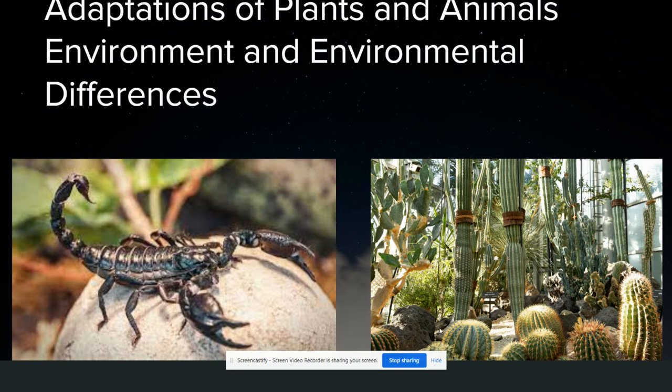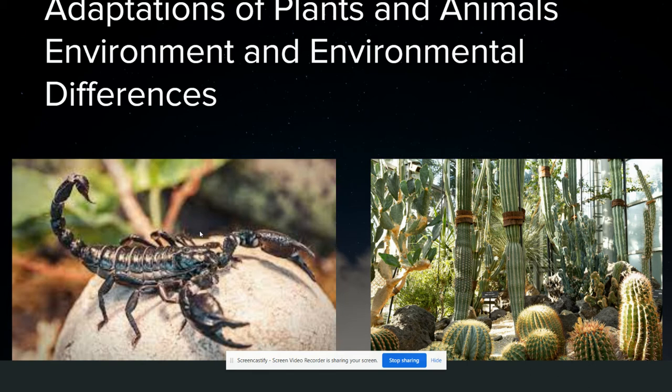So these pictures are really helpful for us to understand adaptations. Let's take the example of a scorpion. A scorpion's body is made up of a material called chitin, C-H-I-T-I-N. That material is made of protein and nitrogen and prevents water loss. So scorpions are in the desert, and they want to prevent being dried up by the intense heat. That is an adaptation that the scorpion has.